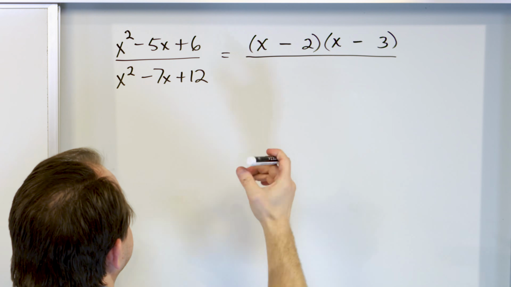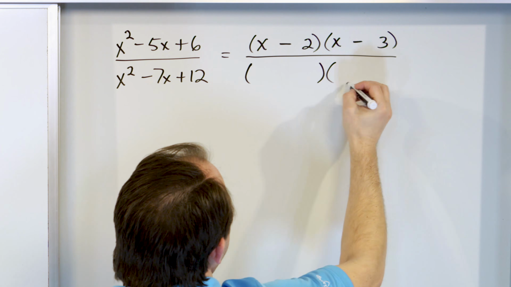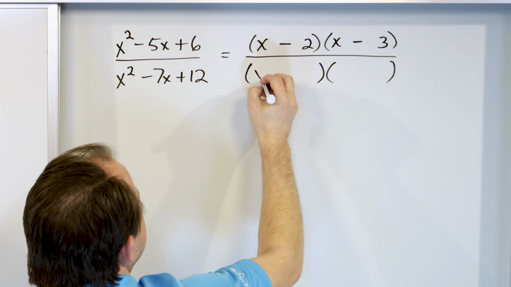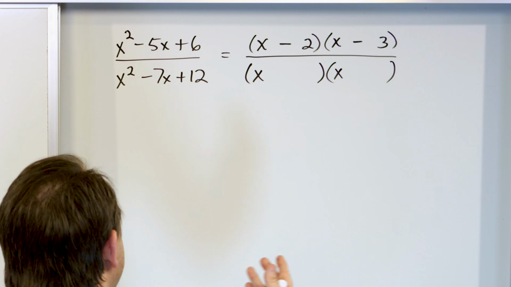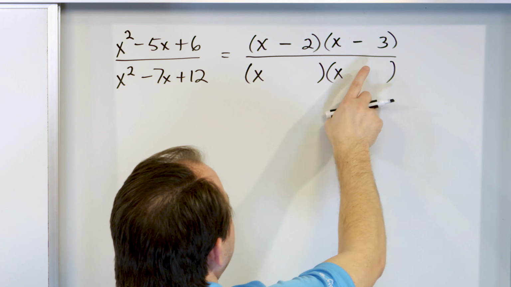So that's correct. In the denominator, again, you factor. You have an x squared, so the leading terms are x. Now with 12, I have lots of choices. I have 1 times 12 over here. I could do 2 times 6.